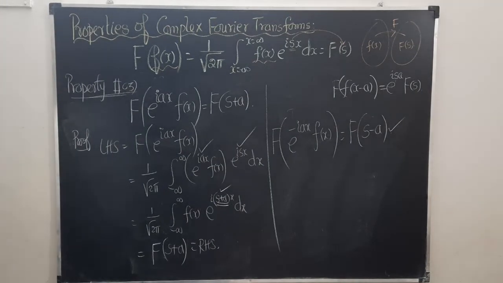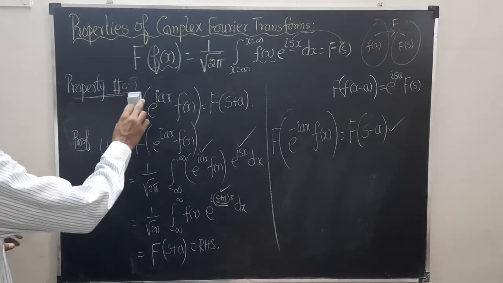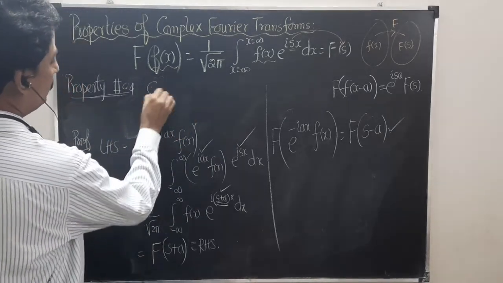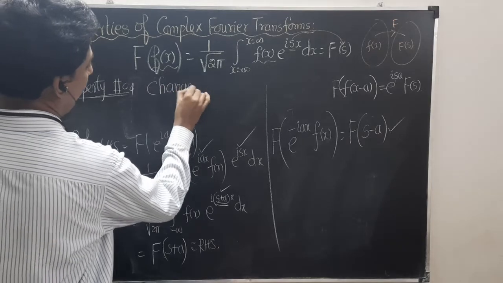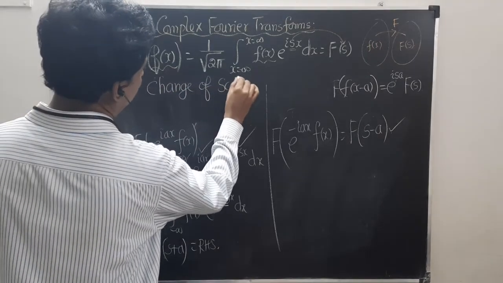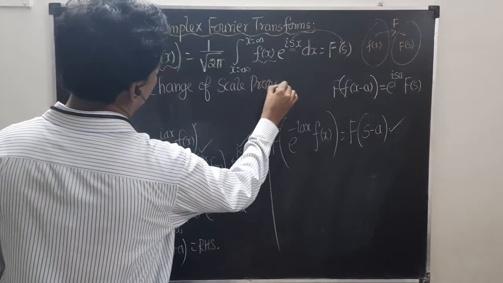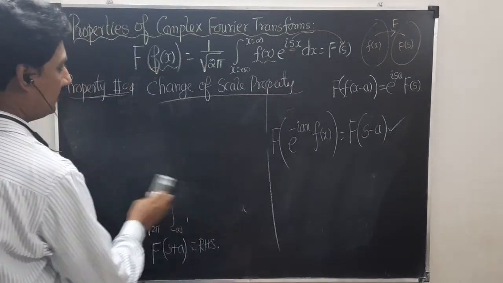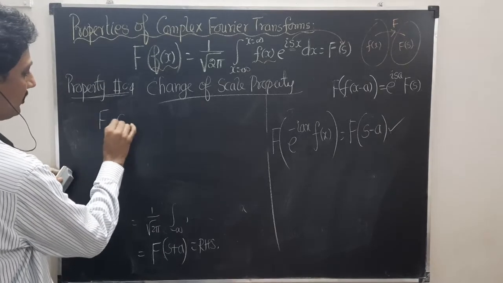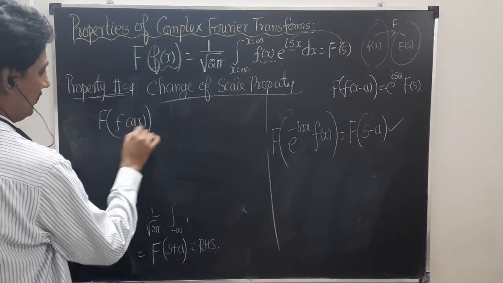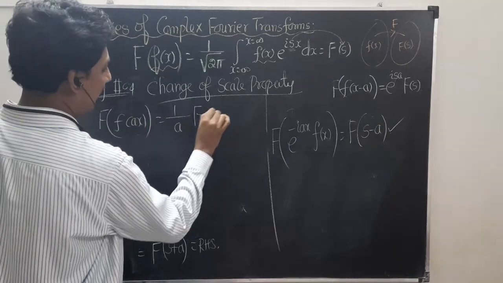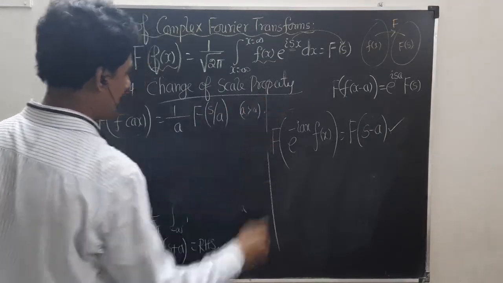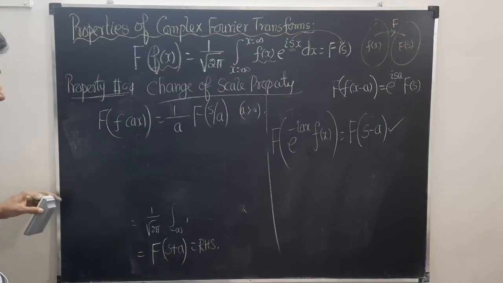Fourth one is called the change of scale property. What is the change of scale property? When you change x to ax, the Fourier transform of f of ax is 1 by a into F of s by a, where a is a positive constant. It's called the change of scale property.